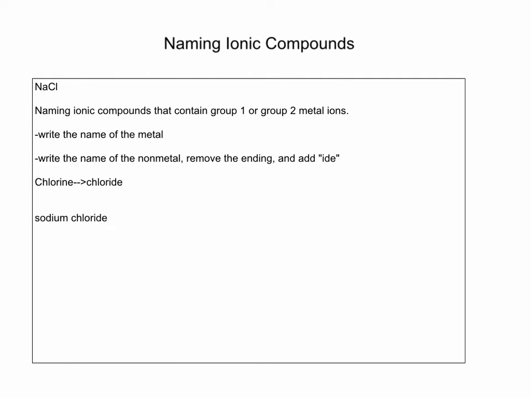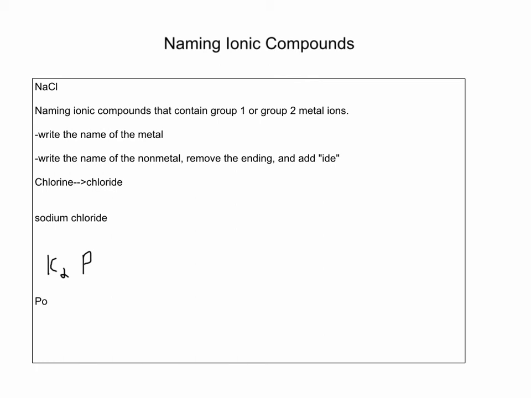Well, now what happens if you have a more complicated compound? Maybe you have the compound K2P. What would this name be? The nice thing with ionic compounds is we actually don't care about the numbers down here. The subscripts don't matter. So again, we just follow the rules.